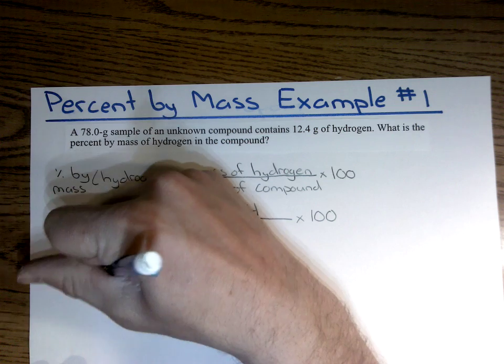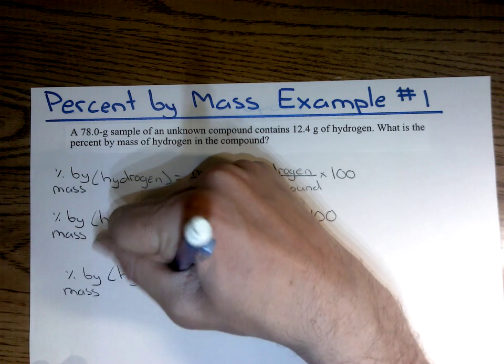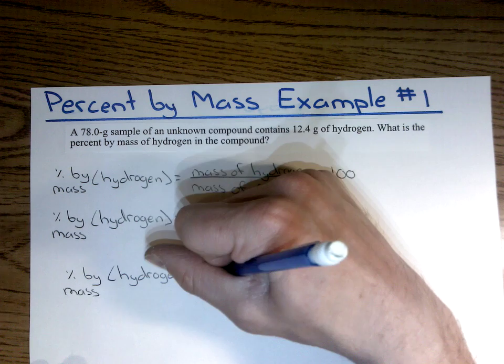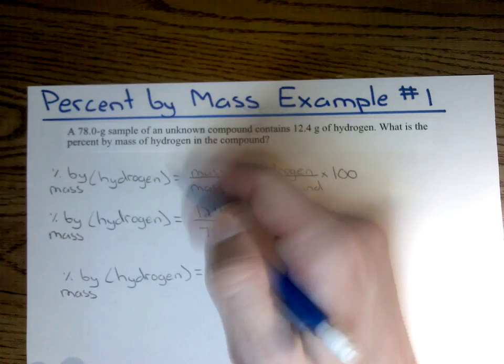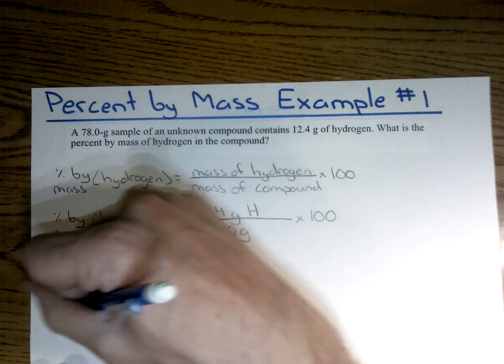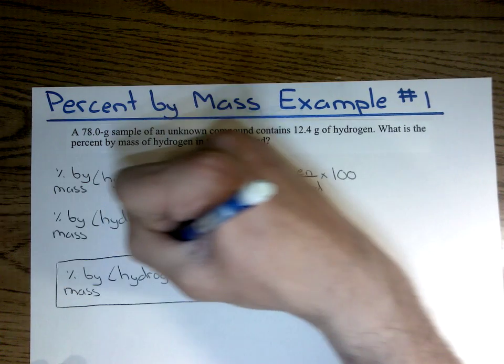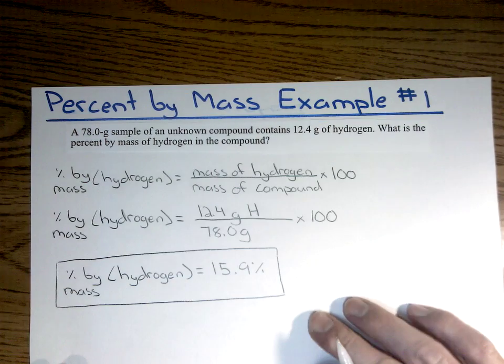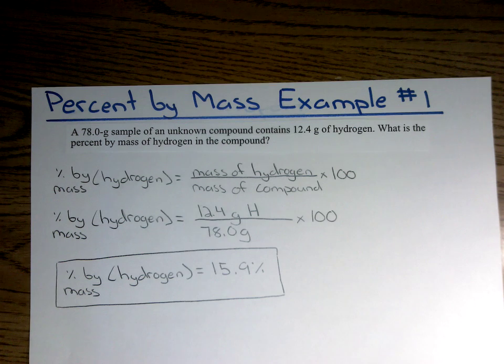Again, we put hydrogen in here because that is the specific element we want to find the percent by mass of. So what this means is that whatever compound we're dealing with, which we're not told, no matter what, this compound will always have 15.9% by mass of hydrogen. It's a very effective way we can distinguish one compound from another. All right, let's try another example.